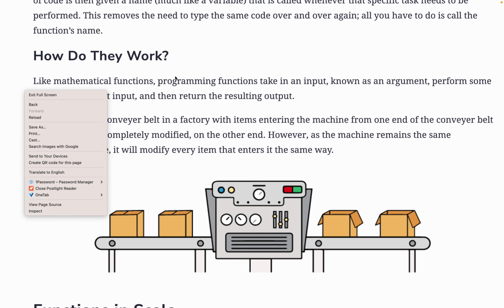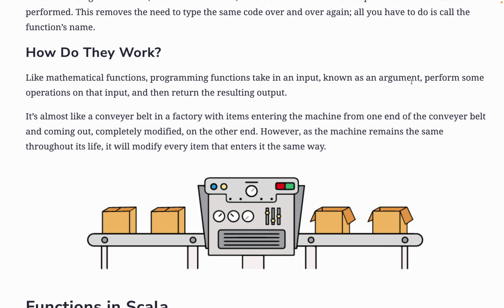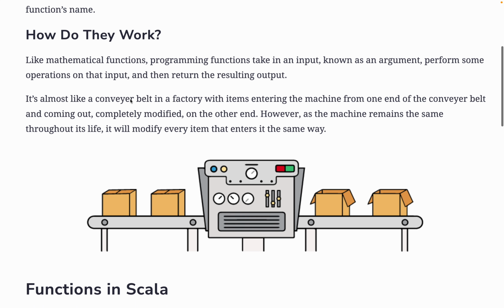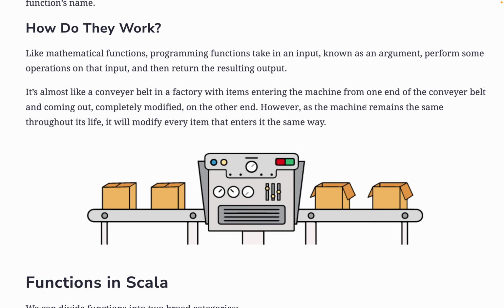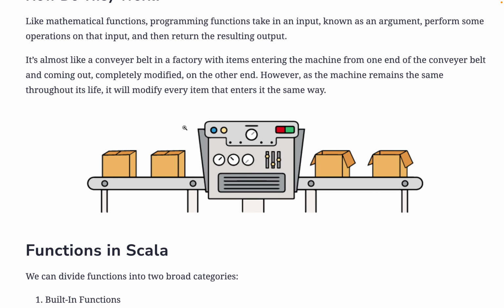Let's talk about mathematical functions. A programming function takes input known as arguments and performs some operation. The input then returns a resulting output. It's almost like a conveyor belt in a factory, where items enter the machine at the front of the conveyor belt and come out completed. So it's like a belt: if you give the input here, it will go to output.